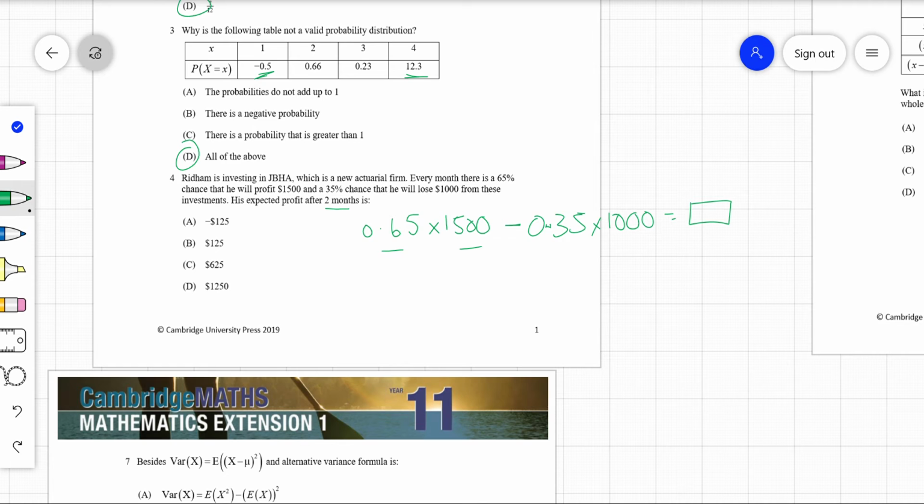This is for 2 months, so I'm going to add it up over 2 months. I'll just double it. So I'm going to get that answer and double it, and I should get 1250. I put that all together in my calculator. Sorry I missed the middle step, but I do get D there. I hope that makes sense. So really, this is his expected profit for each month, basically. Okay?